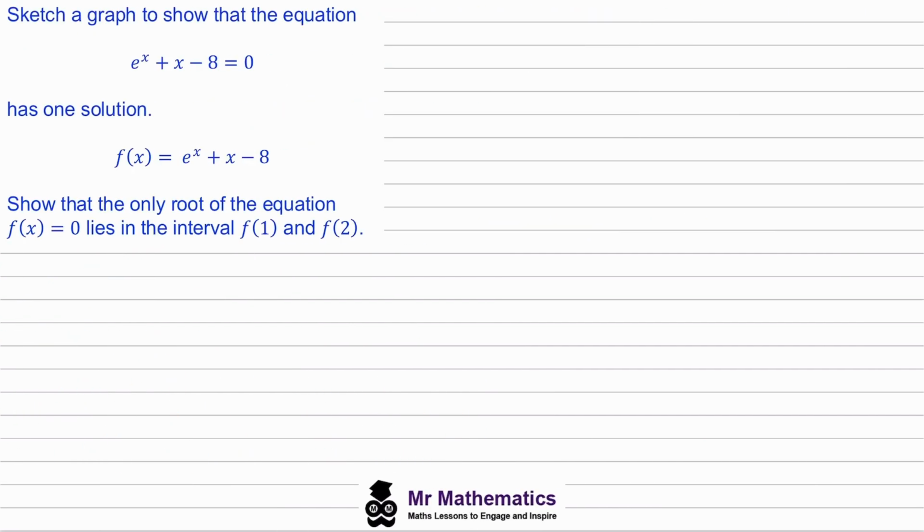In our first example, we've been asked to sketch a graph to show that this equation has exactly one solution. But this is quite a difficult equation to sketch. But what we can do is, if e to the x plus x minus 8 equals 0, we can move the x and the negative 8 over to the right hand side. So e to the x will equal 8 minus x. So if we sketch the graph of each of these, when they intersect will be the solution to this equation.